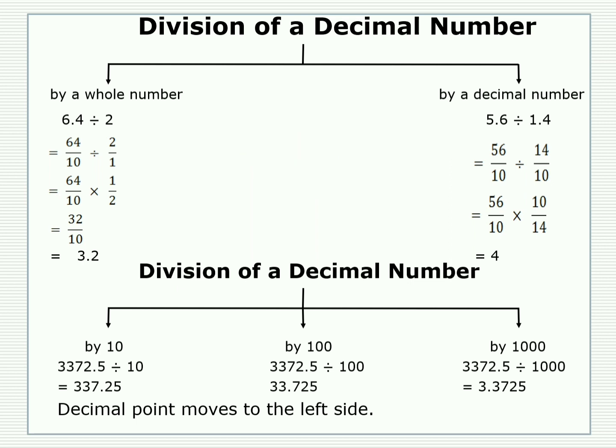Now division of a decimal number by a decimal number. So here I have taken 5.6 divided by 1.4. Now what we will do? 56 upon 10 divided by 14 upon 10, and correct. In the next step we will multiply 56 upon 10 by the reciprocal of 14 upon 10, which is 10 upon 14, and the answer is 4. Clear, children?